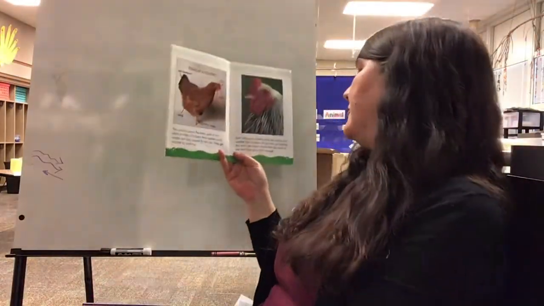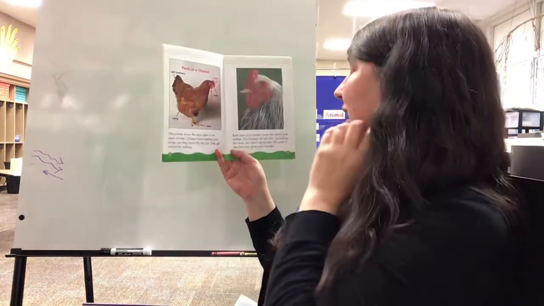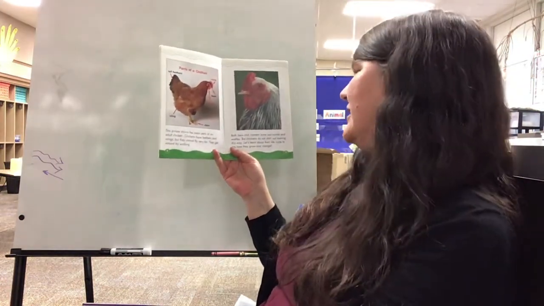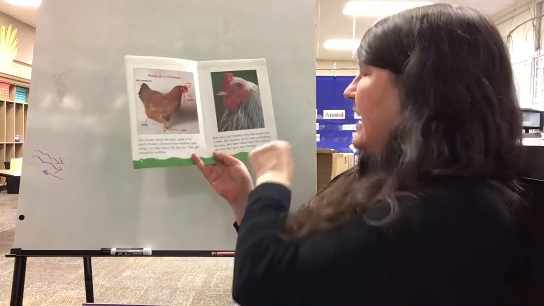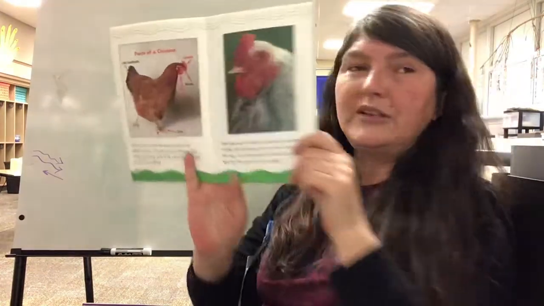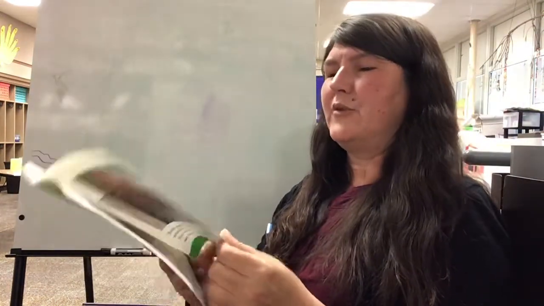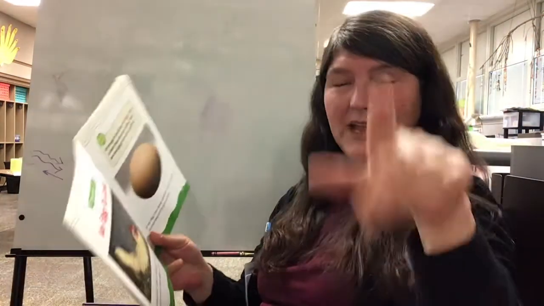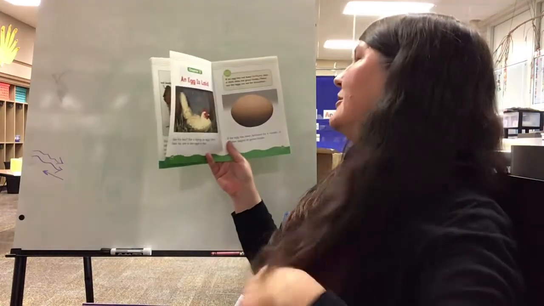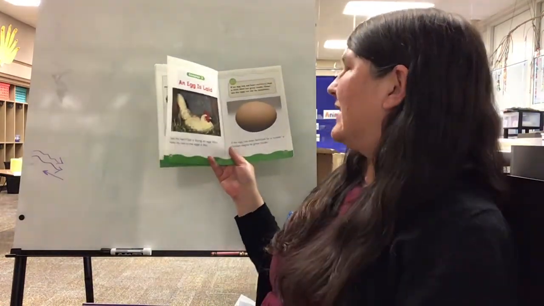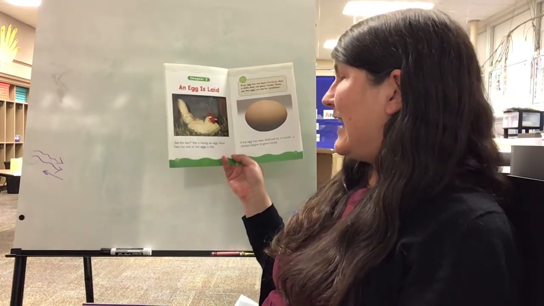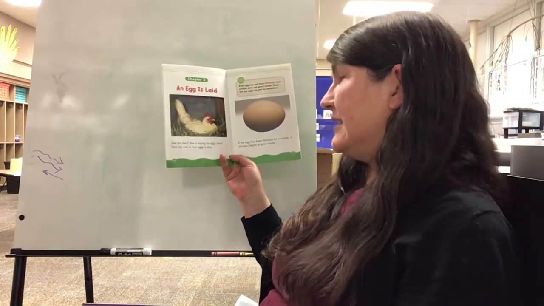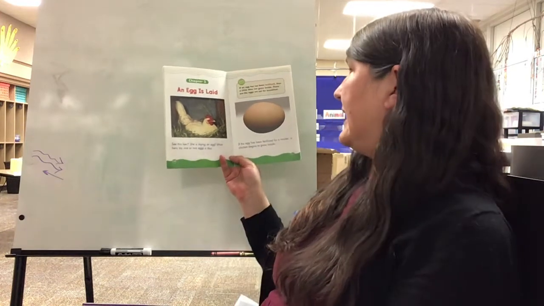Both hens and roosters have red combs and wattles, but chickens do not start out looking this way. Let's learn about their life cycle to see how they grow and change. Hey, we've talked about life cycles, haven't we? Circle of life. Chapter 2, An Egg is Laid. See this hen? She is laying an egg. Most hens lay 1 or 2 eggs a day.